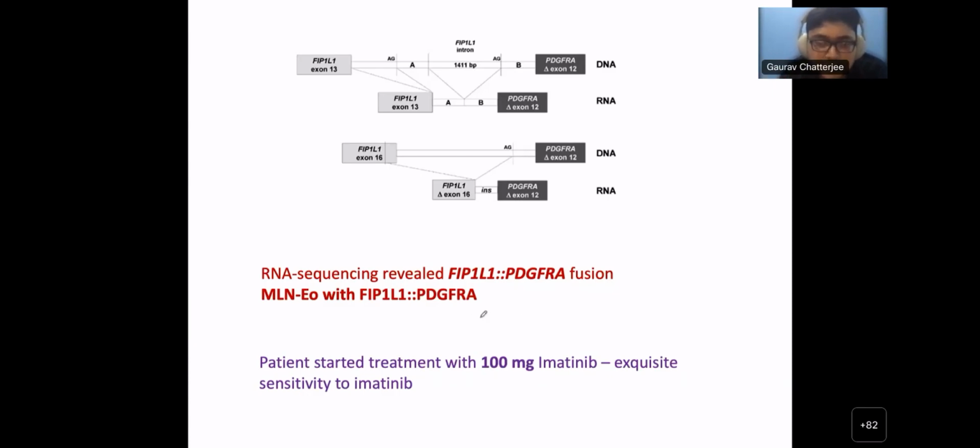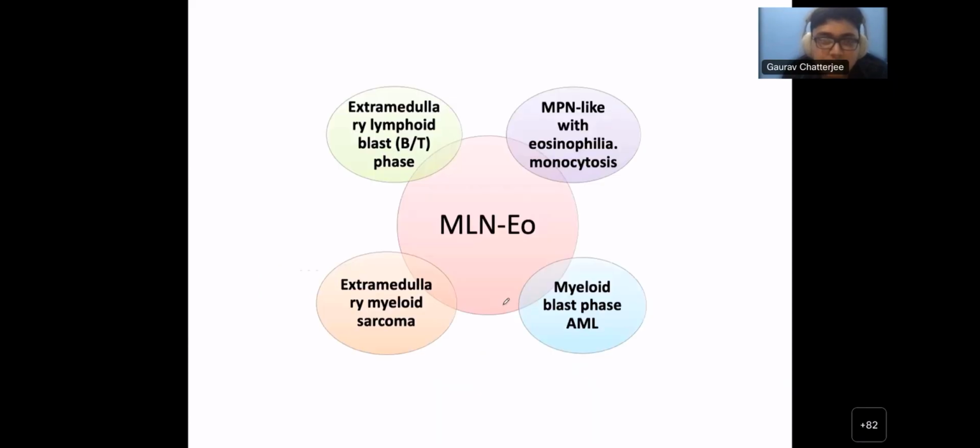So, this is a neoplasm which is even more sensitive to imatinib than CML. So that is the reason why we want to pick them up. Clinically, they can be challenging to identify. As we have seen, they can present with extramedullary blast crisis, present with an MPN-like picture. They can sometimes present with an upfront AML-like picture with a myeloid blast phase and an extramedullary myeloid sarcoma as well.